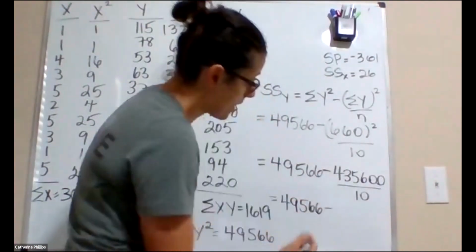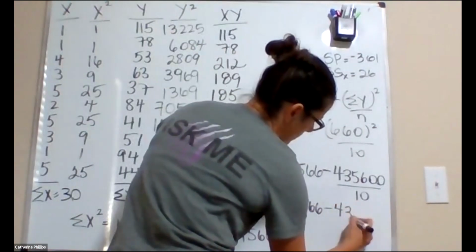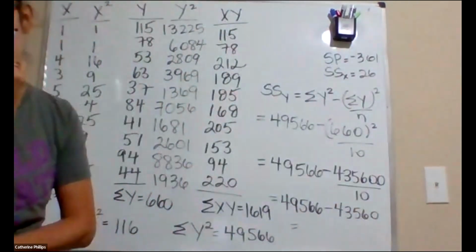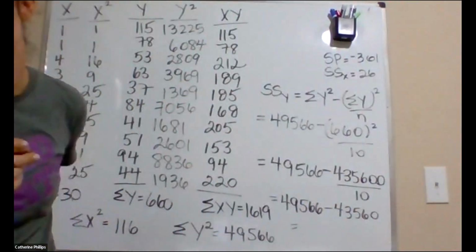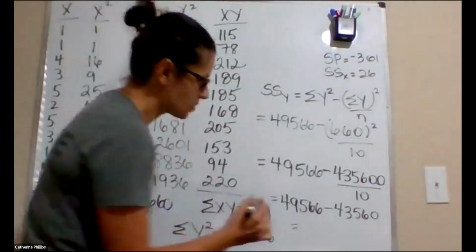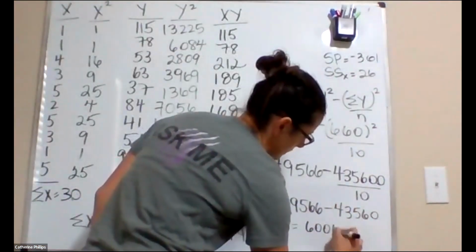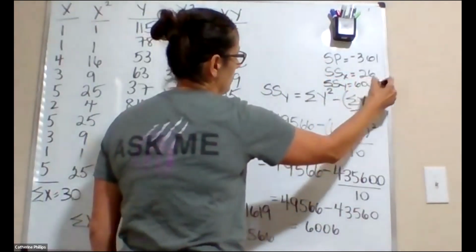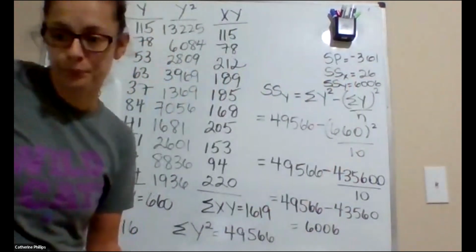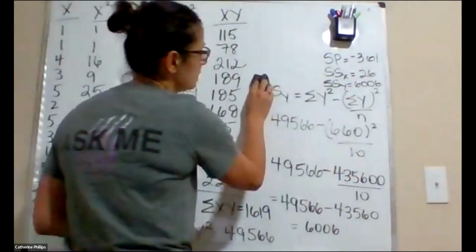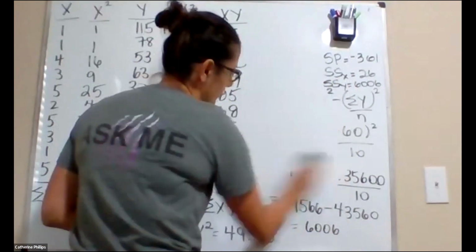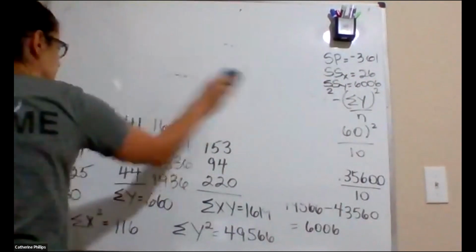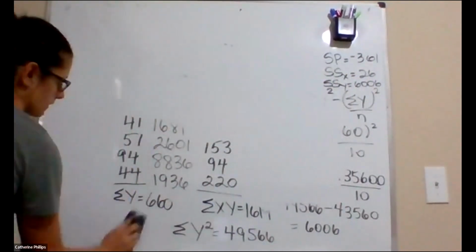49,566 subtract 43,560, which is still quite large, 6,006. So I'll put that up here, and we'll go from there. So now I have the pieces, and I'm going to erase over here now. I'm done with that part. Give ourselves a bit more space.